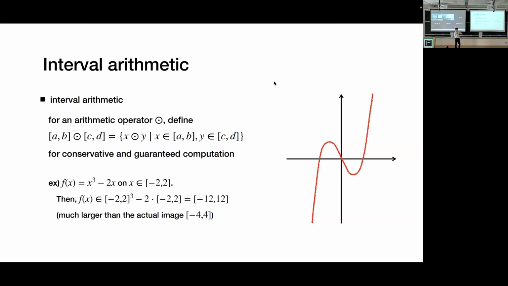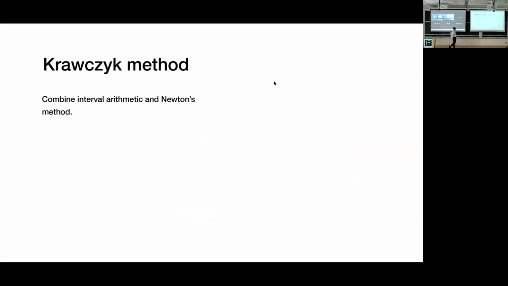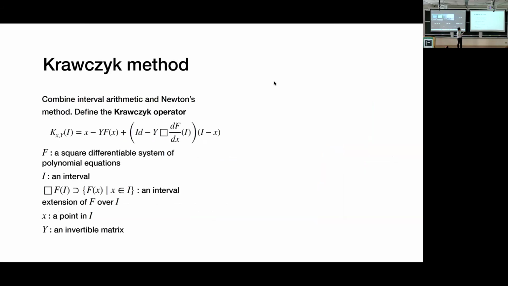So interval arithmetic gives you some region which is probably larger than the actual image, obtained in a very conservative way. The idea of using interval arithmetic is that if you prove something for the region obtained by interval arithmetic, then of course your property should be true for the actual image. This is the idea of why we use interval arithmetic. But using this, I want to use the Krawczyk method because I want to combine interval arithmetic with Newton's method.